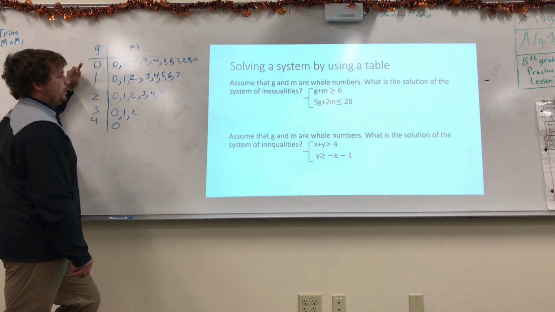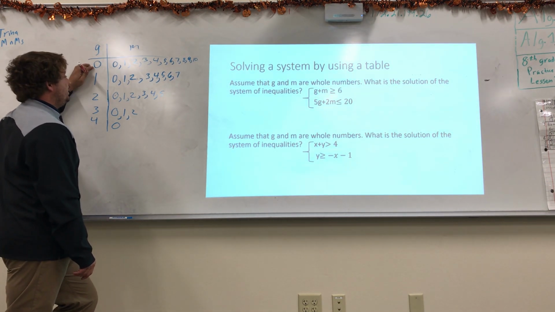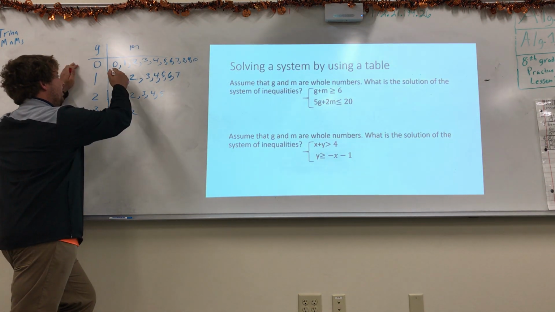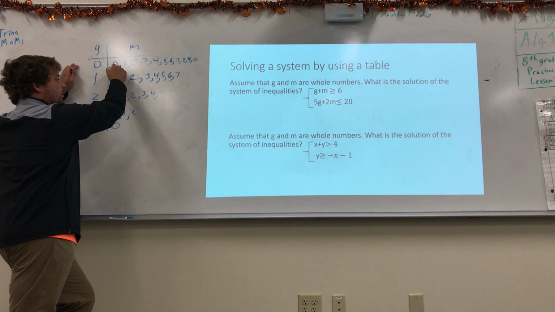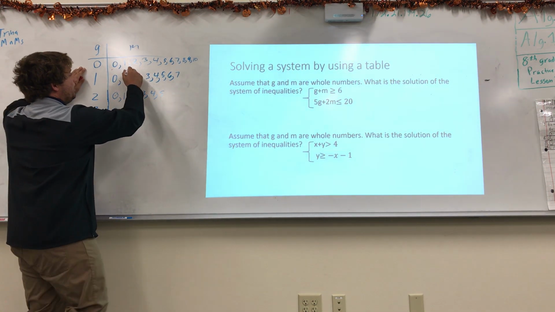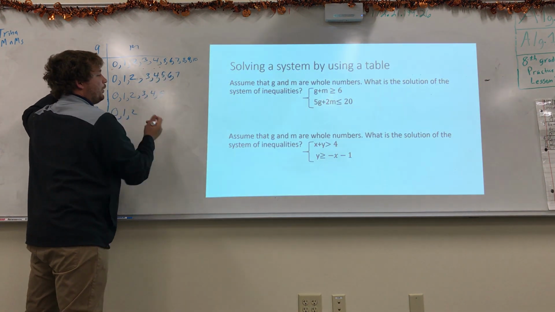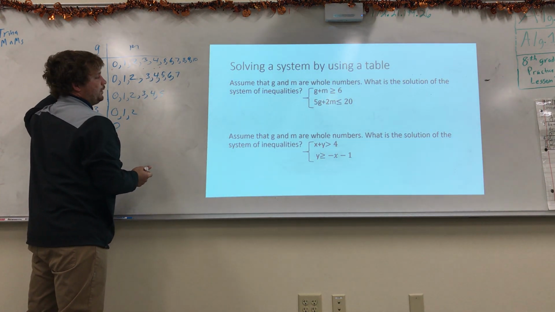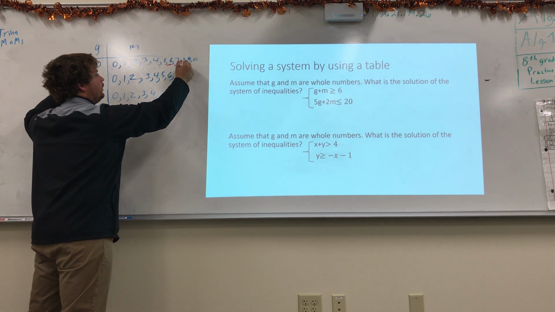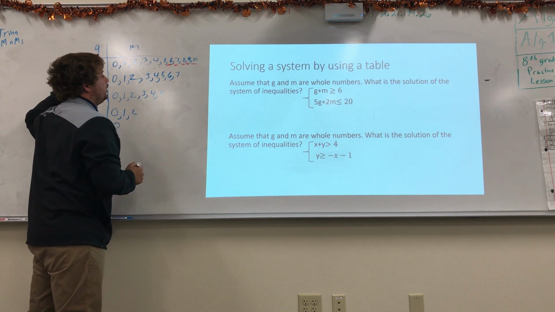themselves work. So, if G is 0, what numbers can M be? Well, if you have 0, you have to be greater than 7. So I can eliminate all these because I'd be adding 0. It isn't until I add 6. So this one, this one, this one, this one, and this one work.